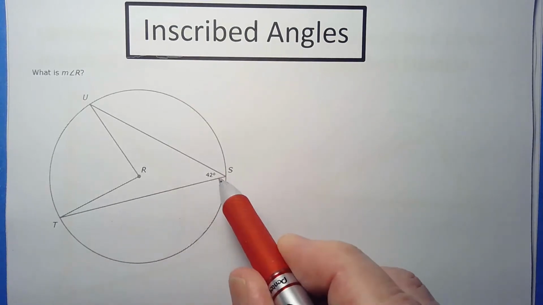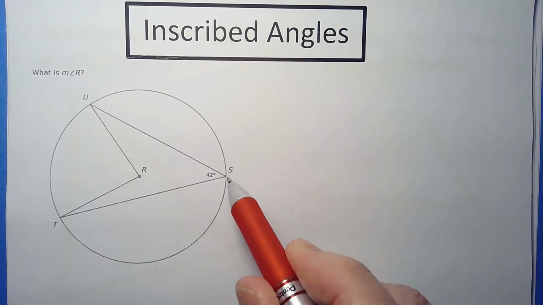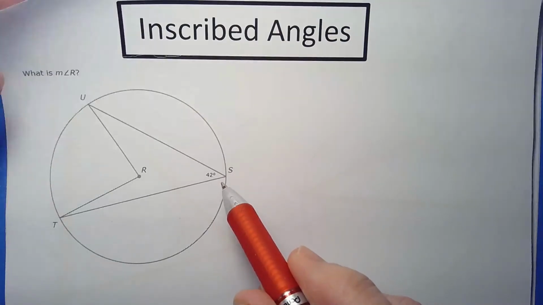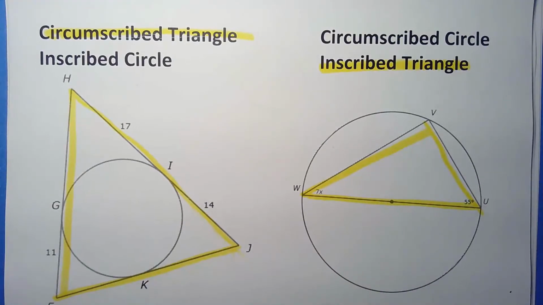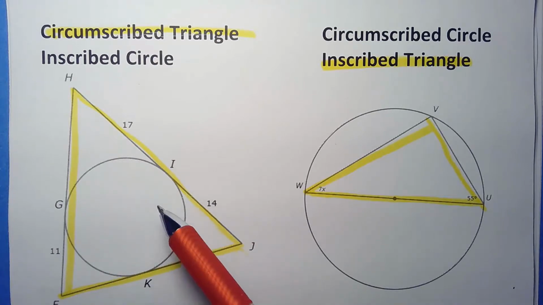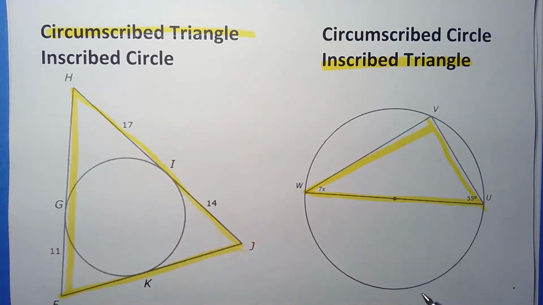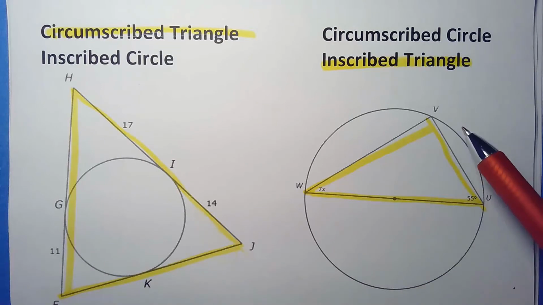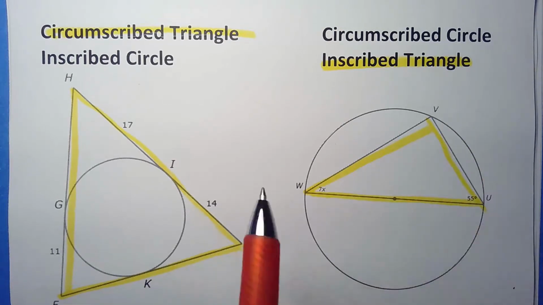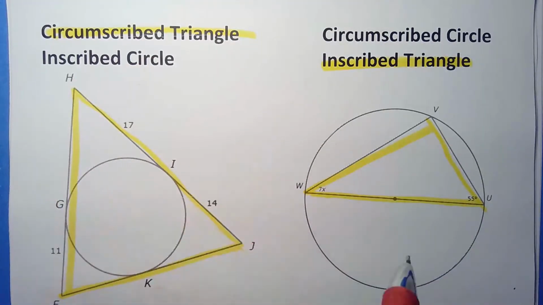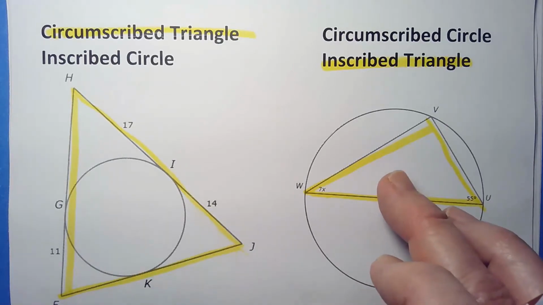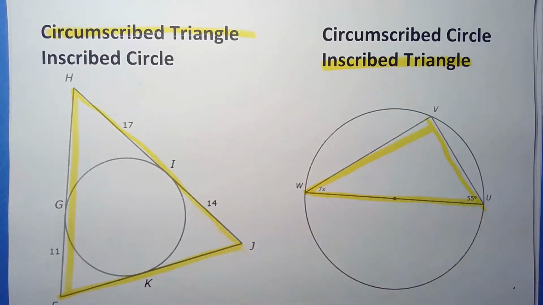Then this one right here that comes over and the vertex is actually on the circle, we're going to call an inscribed angle. And again, just remember what we did before: a circumscribed figure is around another one. So this would be an inscribed circle, circumscribed triangle. Or if you flip it the other way around, here's a circumscribed circle, in other words, it's on the outside. Inscribed triangle, right? Before we were dealing with inscribed circles, now we're dealing with inscribed triangles, where the angles are inside the circle as opposed to outside the circle.